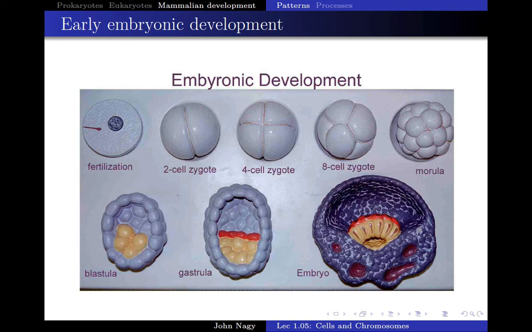Then what you end up with after a time, the gastrula will start to give rise to structures that you can start to recognize, in this case the placenta and things like this. Once you have that, then you have what we call the embryo. And the embryo, again, sort of looks like this.